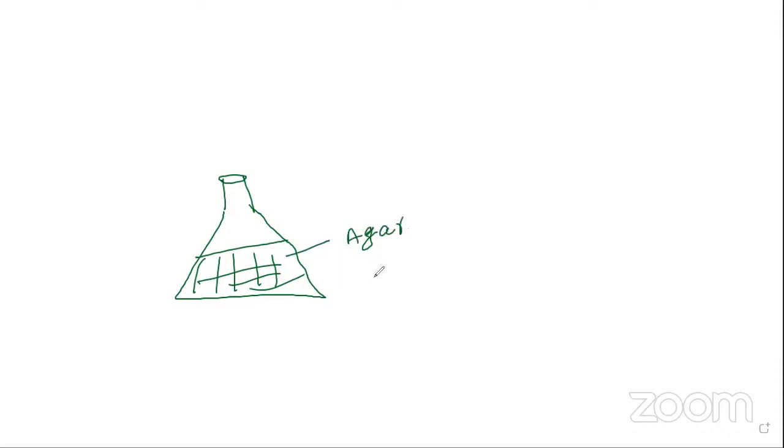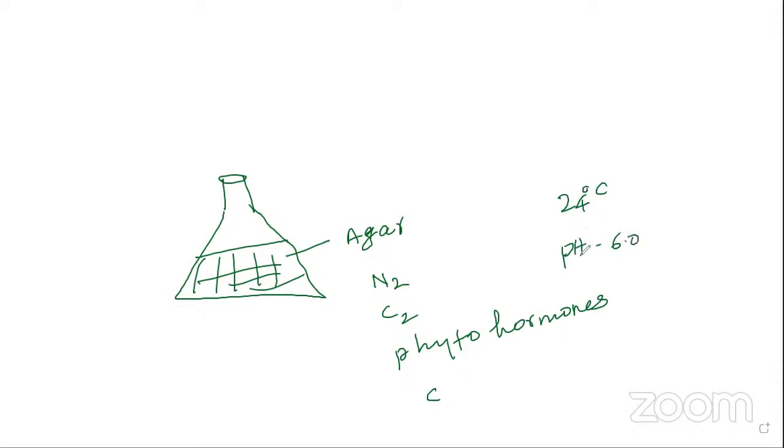Inside, there are nitrogen sources, carbon sources, phytohormones, hormones are also there, and also the gelling agent, already told you. And also the culture medium, cultures. Okay. So what about the temperature? Already 24 degrees Celsius. What about the pH? About 5 to 6.